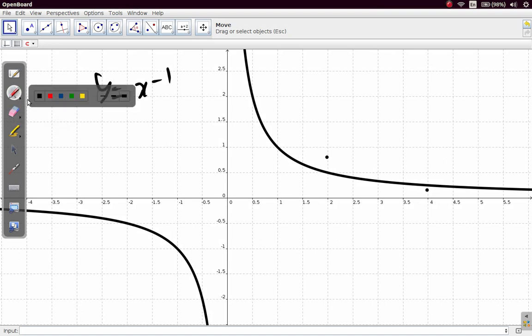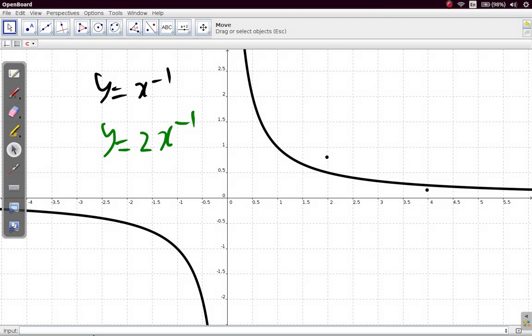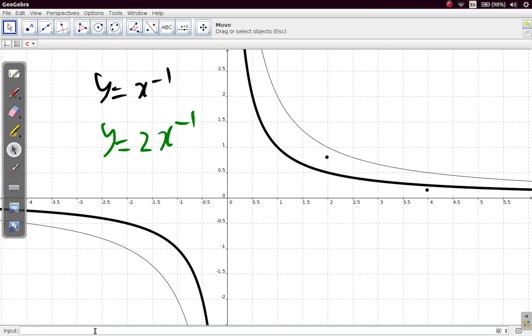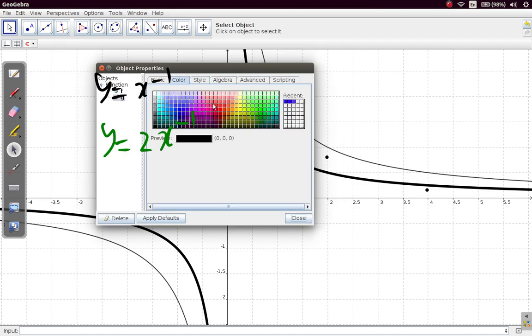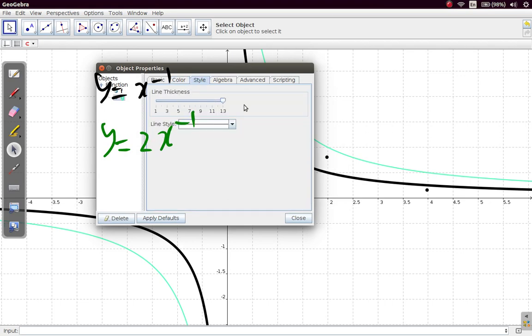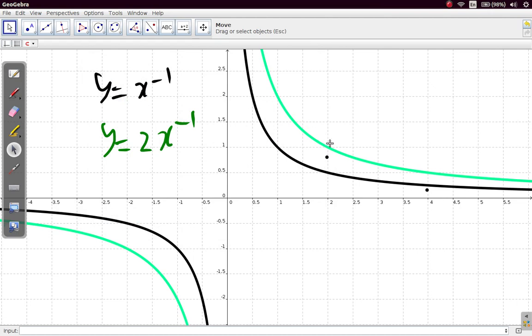Suppose now we have in green y equals 2x to the negative 1. So let's plot that graph. 2x raised to the power of negative 1. And that's what we have. Let me make it thicker and put it in green as well. So I put it in green and I make it thicker. Okay, so the green graph is 2x to the negative 1.